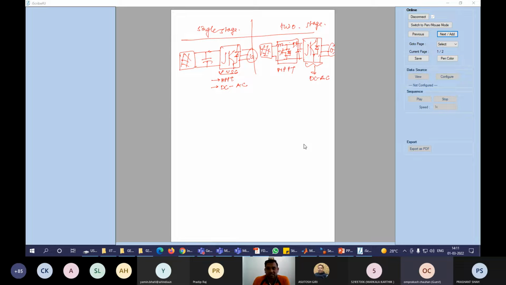But what is the advantage? What is the advantage of single stage system? First, let's see the advantages of single stage system. So what would be the advantage? We don't have losses, so efficiency is good, as well as the boost converter is not there. But what are the disadvantages?